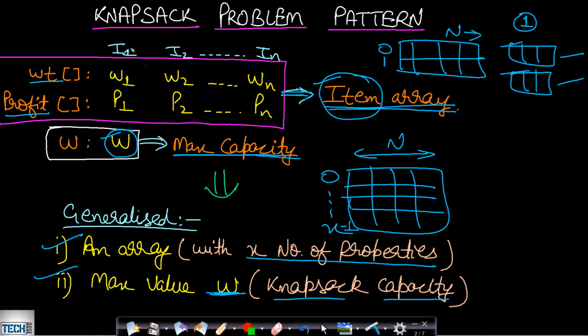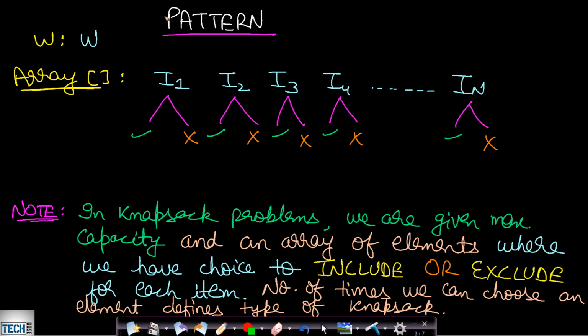Now once you know the knapsack problem pattern, what is the pattern in which we solve the knapsack problem? In knapsack problems, we are given a maximum capacity which is equal to W, and an array of elements where we have the choice to either include or exclude each item. So this is our array. These are our items. There are n items in this case from I1 to In, and we have a choice for each and every item. You can include it or you can exclude it.